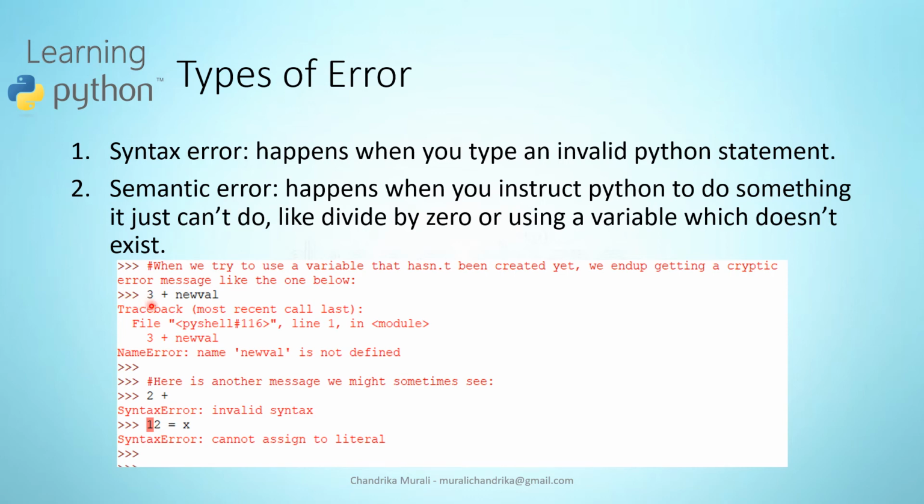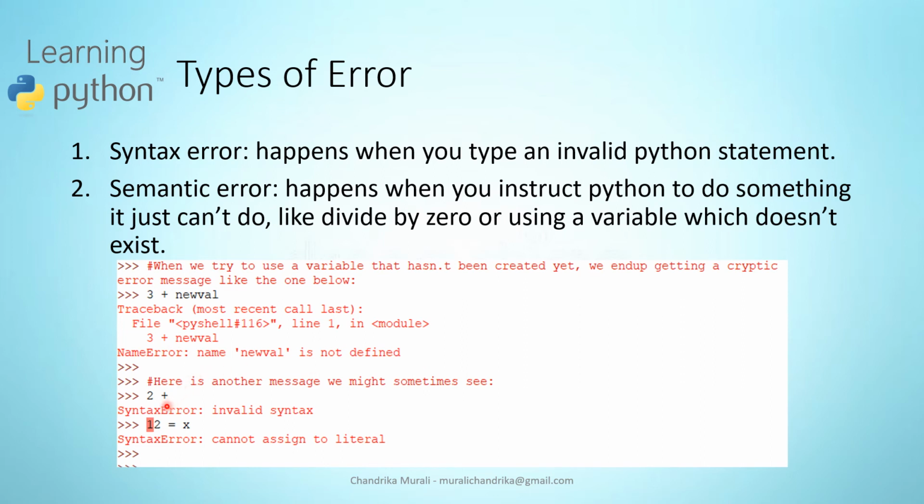Let us see some examples here. See, 3 plus new val. New val is a variable which I have not defined. I don't know the value, so Python doesn't know the value of new val. I'm just giving 3 plus new val. So this is a semantic error. Syntactically it is correct. You are trying to add a variable and a literal. But when you look at the meaning, the new val value is undefined. So Python will throw an error: name new val is not defined. This is one of the semantic errors.